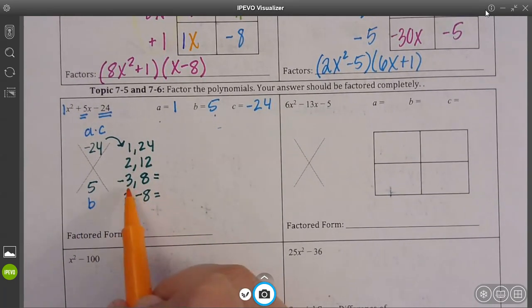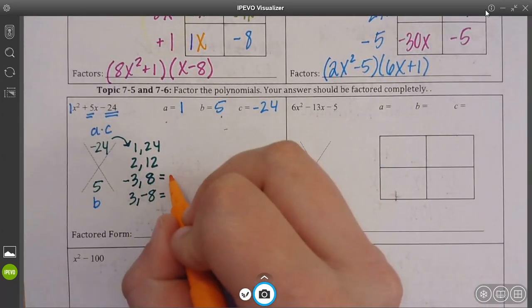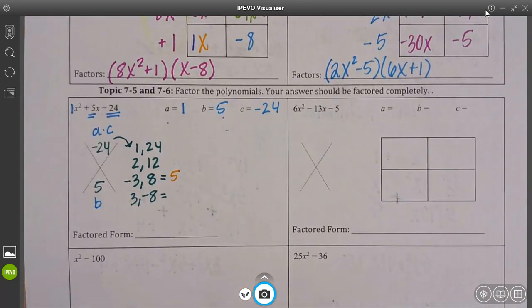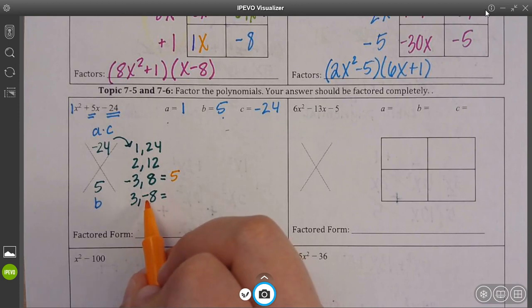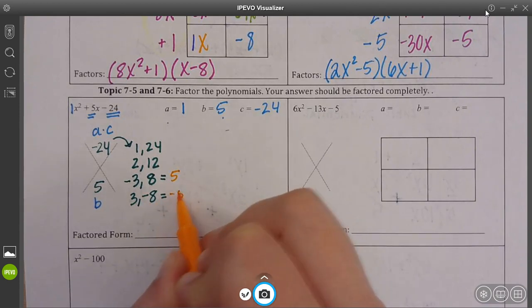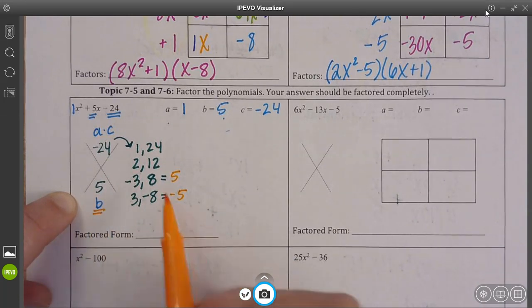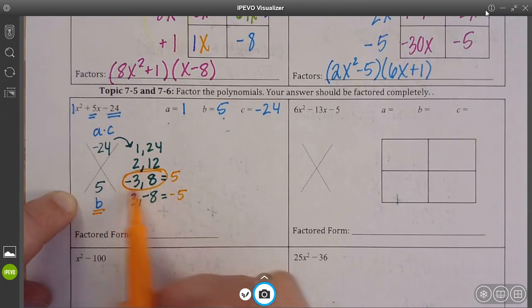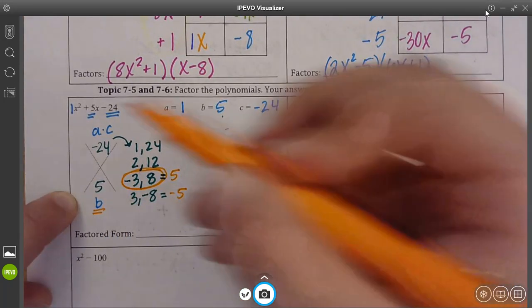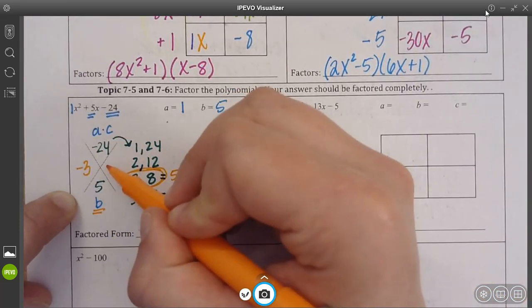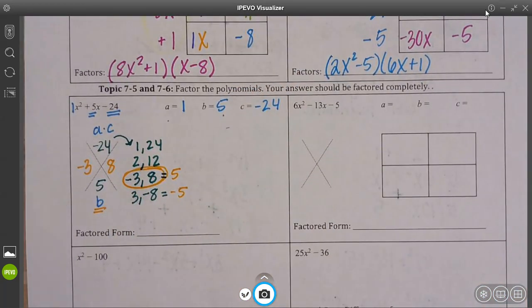So if I took negative 3 plus 8, that gives me a positive 5. And if I did positive 3 minus 8, that gives me a negative 5. So we want the one that matches up with our B term, which would be this set of numbers right here, the positive 5. So my number puzzle solution is negative 3 and positive 8.